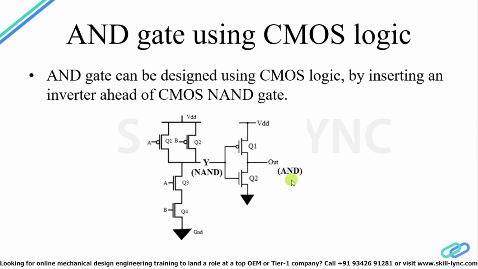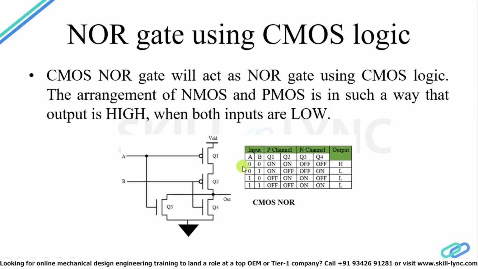So till this point we have seen NAND gate, AND gate as well as NOT gate. Let's proceed to the next one. It is the NOR gate using CMOS logic. This 2-input NOR gate is shown here.